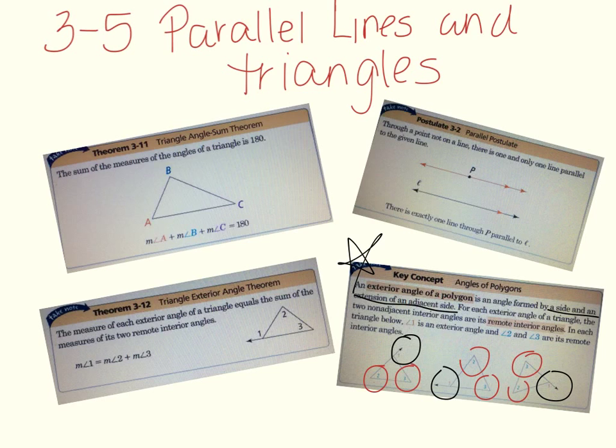The triangle exterior angle theorem says that the measure of the exterior angle, so angle 1, is equal to the sum of the 2 remote interior angles. So if we add angle 2 to angle 3, we will get the measure of angle 1.